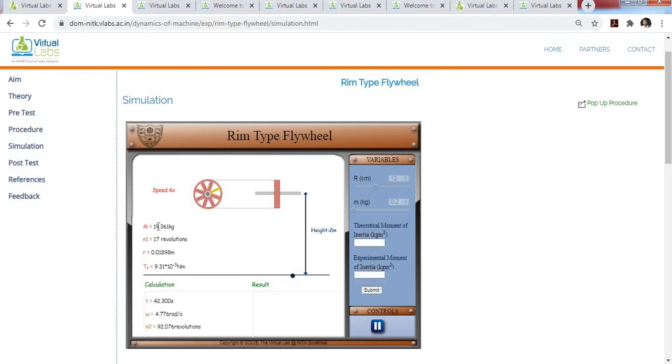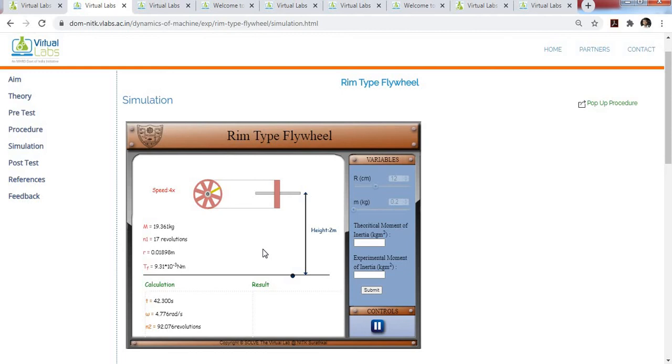You can see M is 19.361, that is the mass of the flywheel. Next one is the R. Next one is the time taken to reach the ground, developed in that experiment. We calculate the theoretical moment of inertia and the experimental moment of inertia.